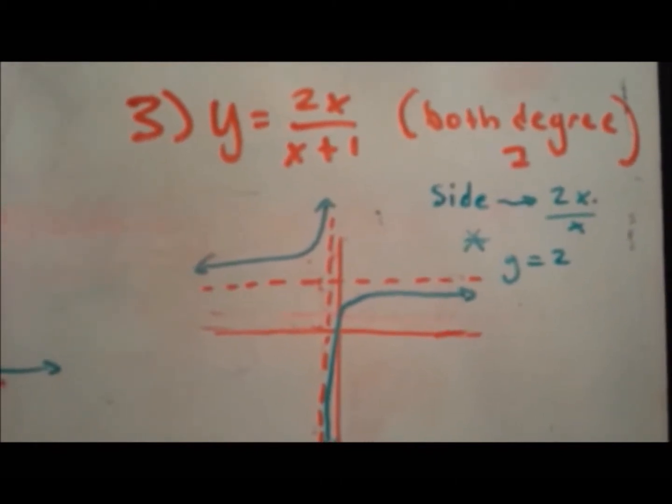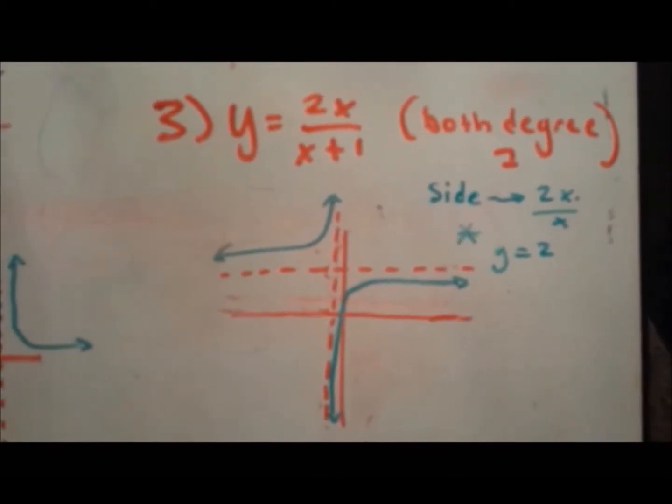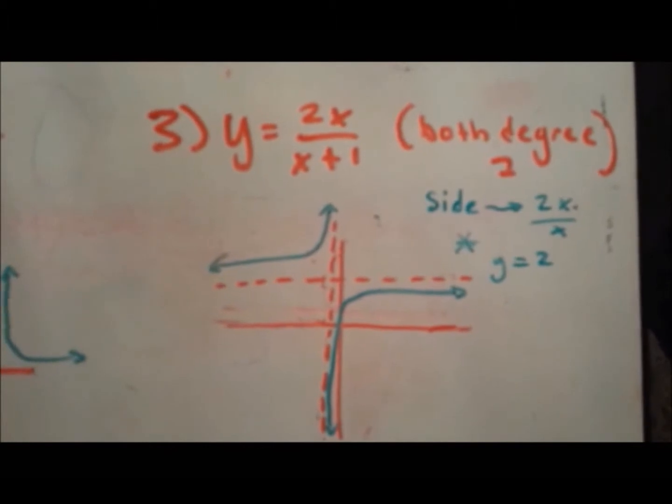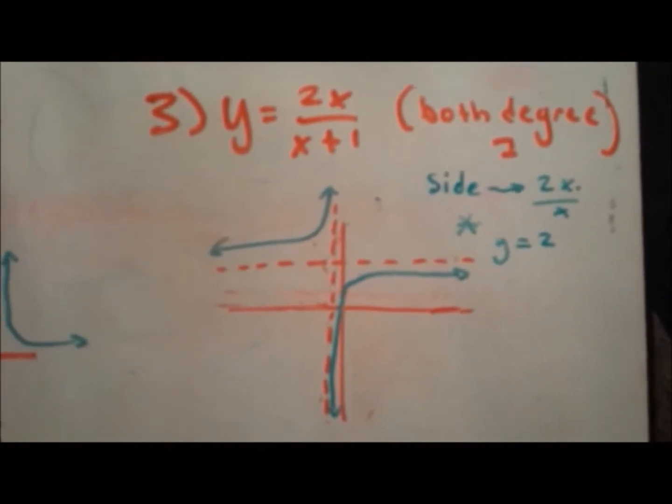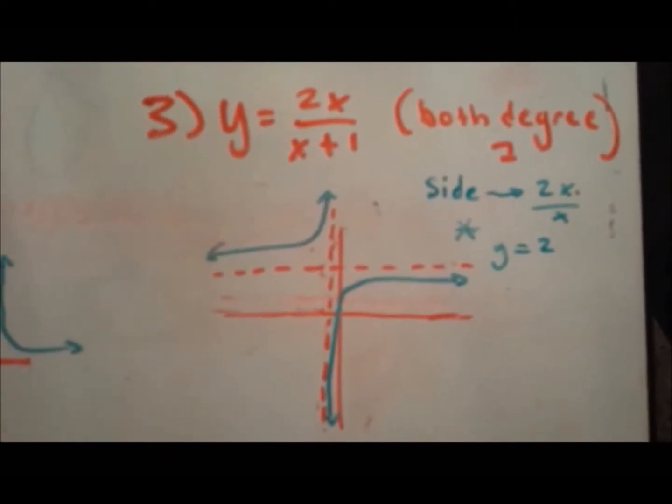Let me ask the viewers a question. How can this be? That's right. The vertical asymptote is from the restriction on the bottom. If you got that right away, give yourself a pat on the back.